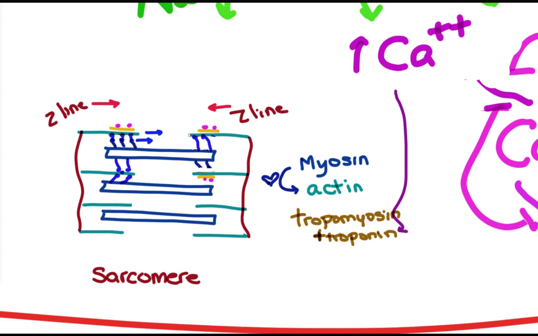Once calcium leaves, so when we get rid of calcium, let's erase our calcium from coming in, it's no longer bound to troponin and tropomyosin. And so troponin and tropomyosin will actually come back in here, and they will block those binding sites again. So instead of being out of the way and bound to calcium, when they're free, they will come back and they will prevent myosin from binding to actin again.